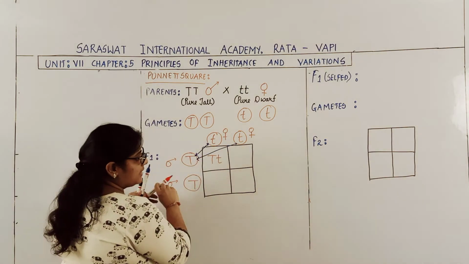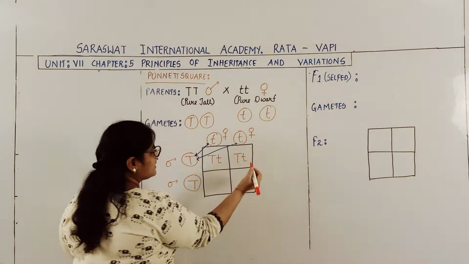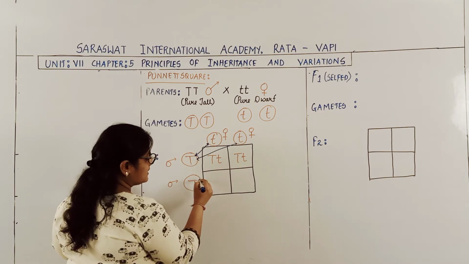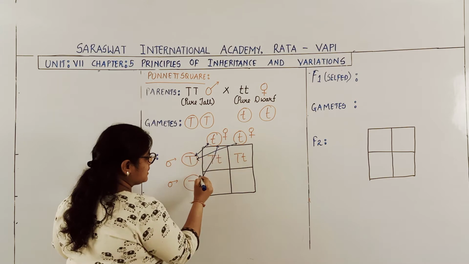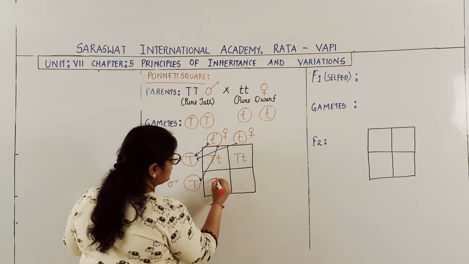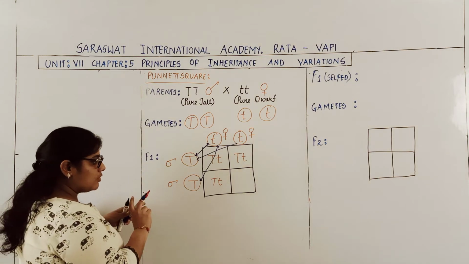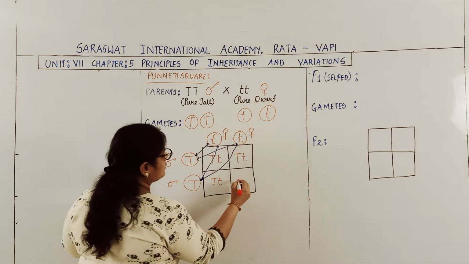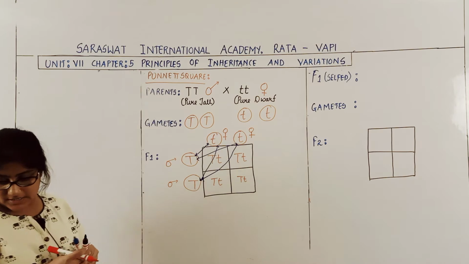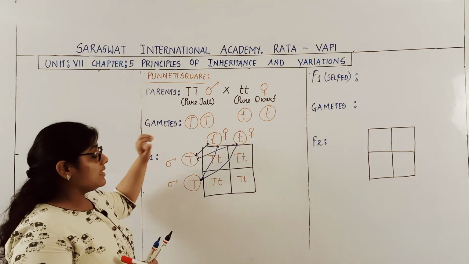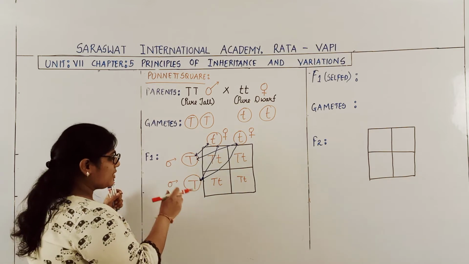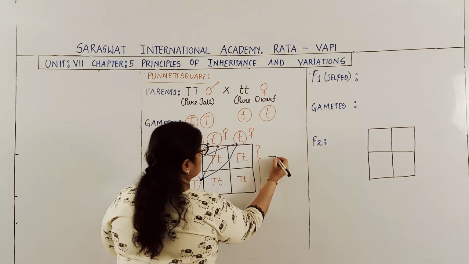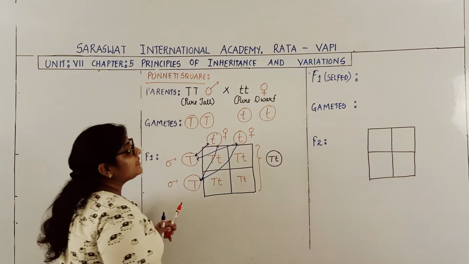This gamete may fuse with this particular gamete. So what would be the genotype? Capital T, small t, right? Similarly, this male gamete may fuse with this particular female gamete. Then also the genotype would be capital T, small t, and this would also fuse with this female gamete and the genotype would be capital T, small t. Now students, here you can see that all the possibilities in the F1 generation, all the plants of the F1 generation, they have the genotype capital T, small t.